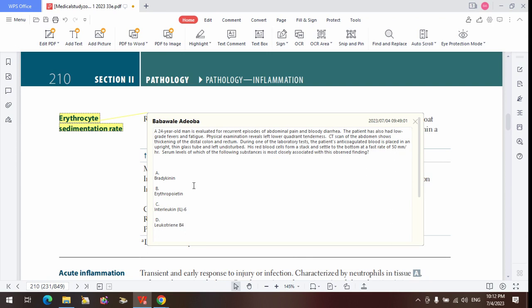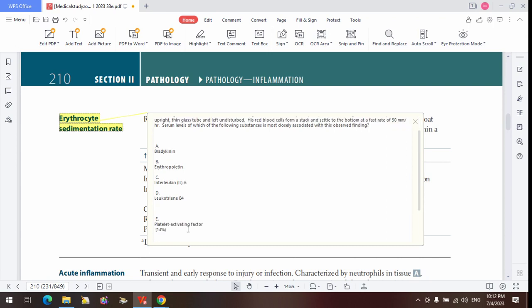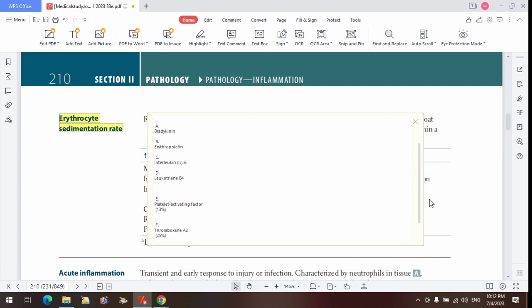Interleukin 6. Fibrinogen. Okay, so you guys are actually correct. The thing is, you got the answer, but that was not the answer that I was expecting you to give me. Fibrinogen. But we might not see fibrinogen in the options.